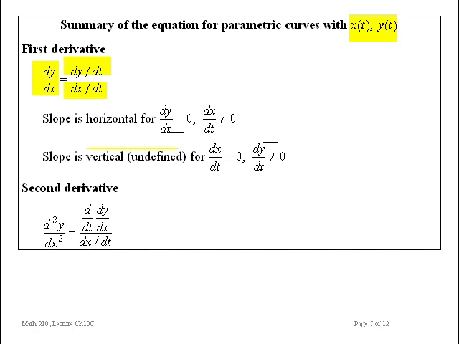This slope is undefined, or you might draw a vertical line there, when the denominator dx by dt is equal to 0, but the numerator is not 0. The slope is horizontal, in other words, it has a value of 0, when the numerator is 0, but the denominator is not 0. The second derivative has this form. It is equal to the time derivative of the first Cartesian derivative, divided by dx by dt.